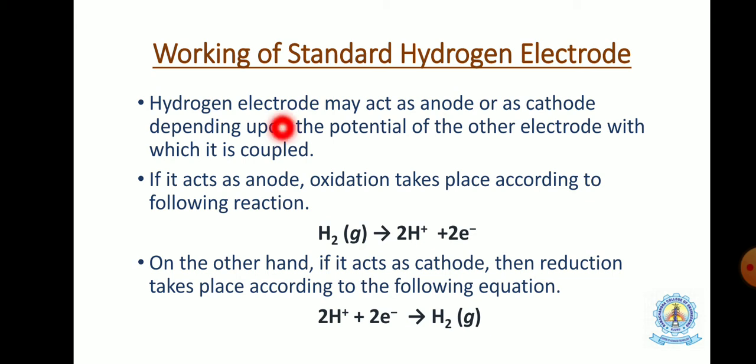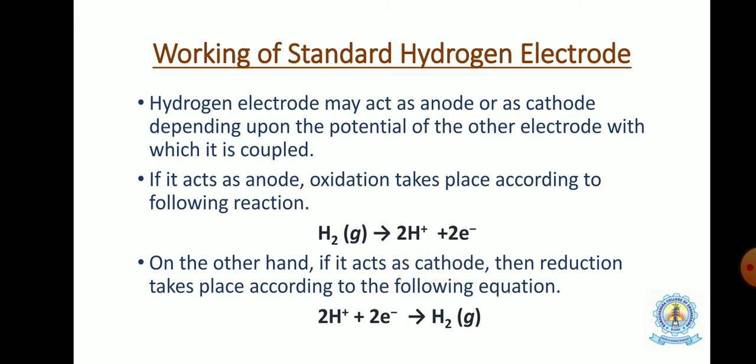In this case also, the hydrogen electrode acts as anode or as a cathode. It completely depends upon the potential of the other electrode with which it is coupled. Here two cases will take place. Case 1, when the hydrogen electrode acts as anode, it undergoes an oxidation reaction and releases the metal ions and the electrons. In case 2, when it acts as cathode, it undergoes a reduction reaction and releases the hydrogen gas.